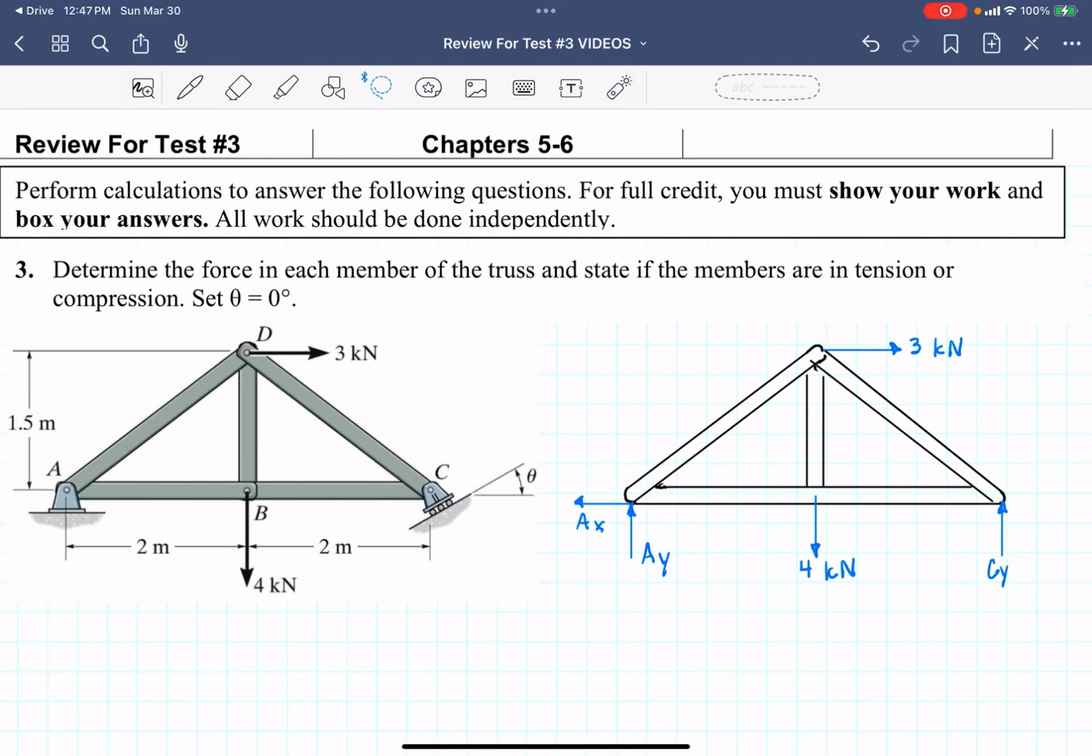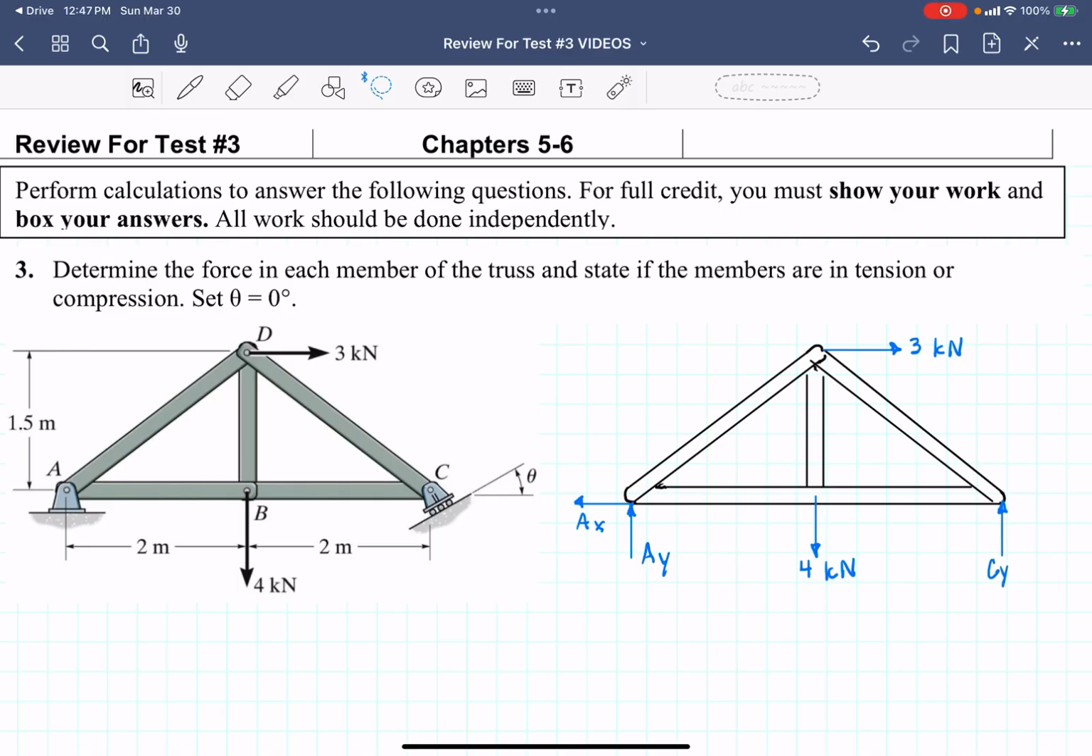So this is problem number 3 on the review for test number 3, and it's asking us to determine the force in each member of the truss and state if they are in tension or compression. I have already drawn the free body diagram of the truss as a whole. Notice that theta is 0, so C of y is just a vertical component. It is not set at an angle.